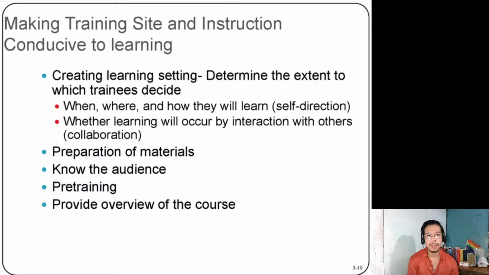The first is you need to create a learning setting. So this is giving really clear expectations and giving prior introduction to the trainees on what the training will be all about. That's why phase one of the training is very important, because that's also the time wherein you'll be giving a small background, a small introduction of the expected training that the trainees will be experiencing.